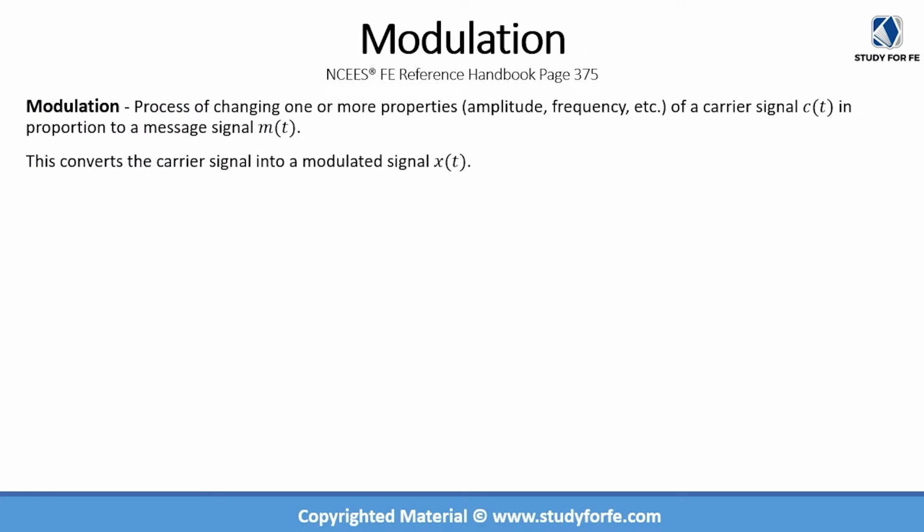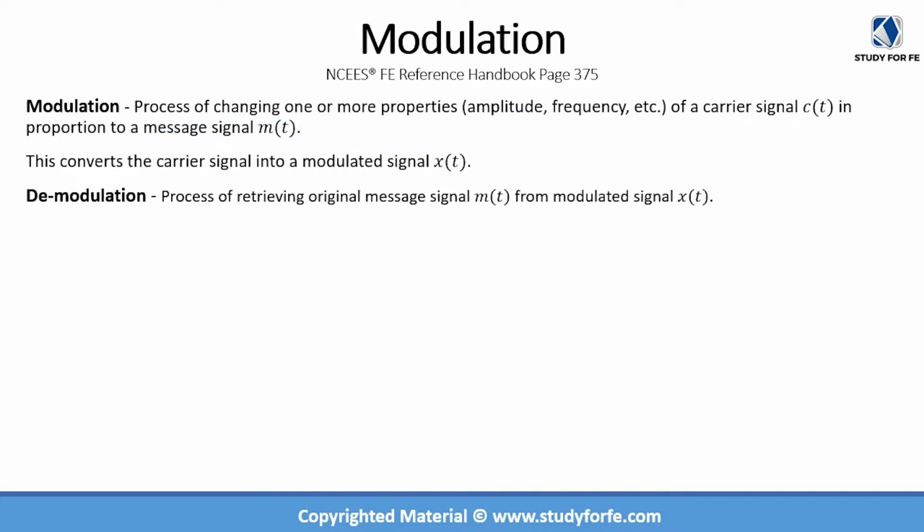Modulation. So what is modulation? Modulation is a process of changing one or more properties of a carrier signal. So these properties can be the amplitude of the carrier signal, the frequency of the carrier signal, the phase of the carrier signal, and so on, in proportion to a message signal m of t. So this is essentially a message signal which will be modulating the carrier signal. This converts the carrier signal into a modulated signal, which is shown as x of t.